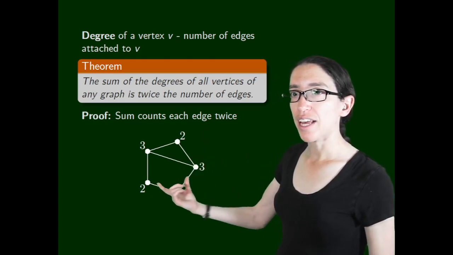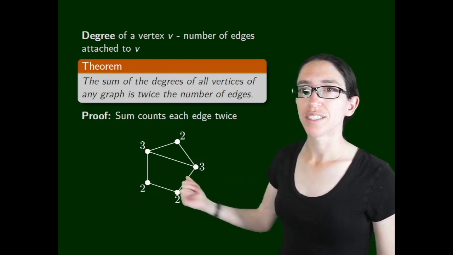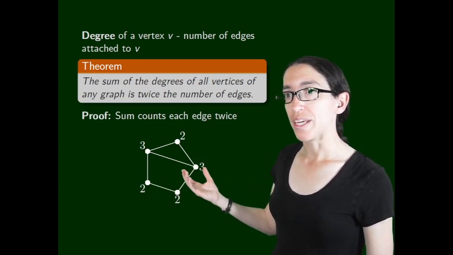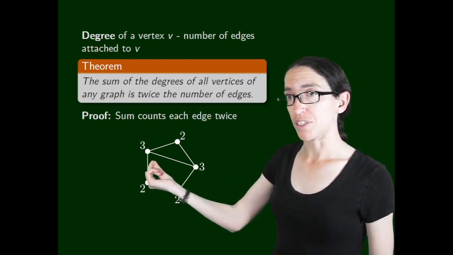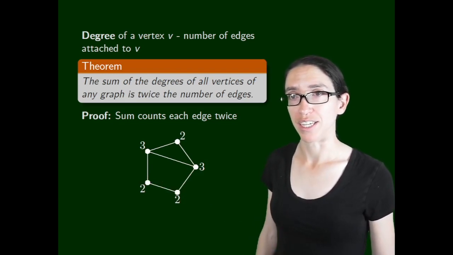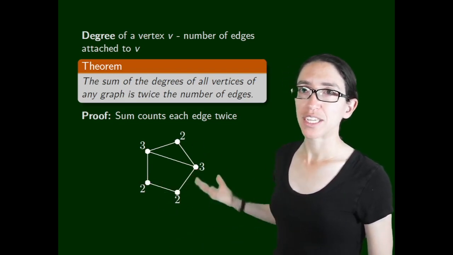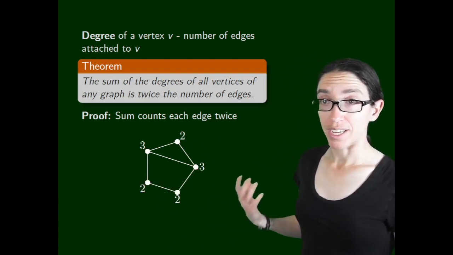That's because each edge has exactly 2 vertices that it's attached to. And so we count it once for the degree of the first vertex and once for the degree of the other vertex. And so the sum of all the degrees is twice the number of edges by counting in 2 ways, essentially.